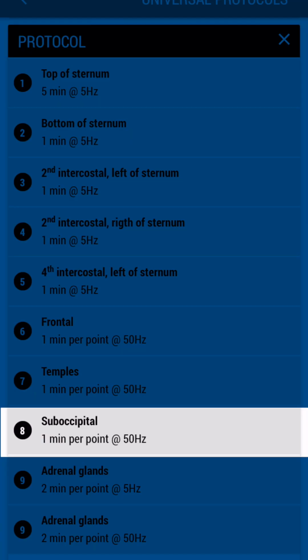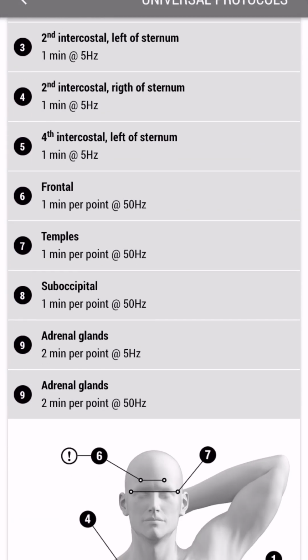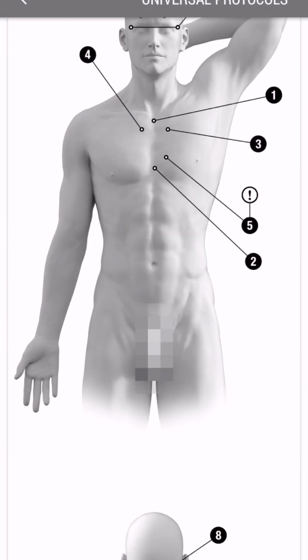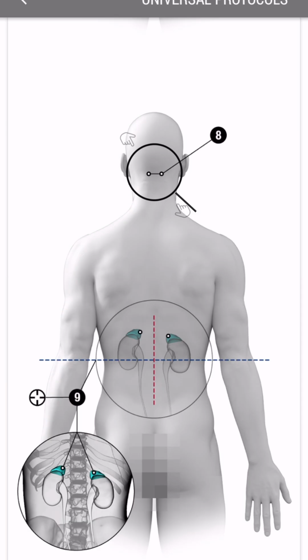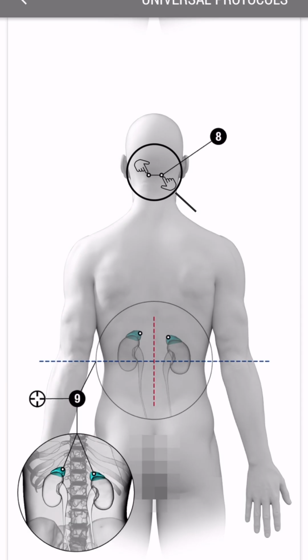Next point, point 8, which is suboccipital. So what that is, you have points on the back of your head, as we see in the mannequin. Again, 1 minute per point at 50 hertz. That means there's going to be more than one point to do. And when we look at 8 on the mannequin, we see 2 points connected by a line for treatment point 8. So we're going to do the left and the right side. Now, where is that point on the back of the head? It's going to be a little bit different for everybody.